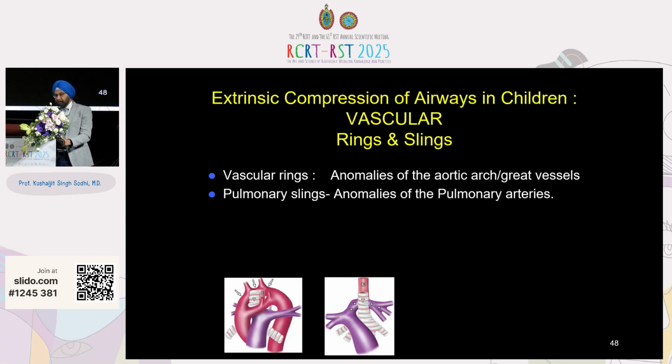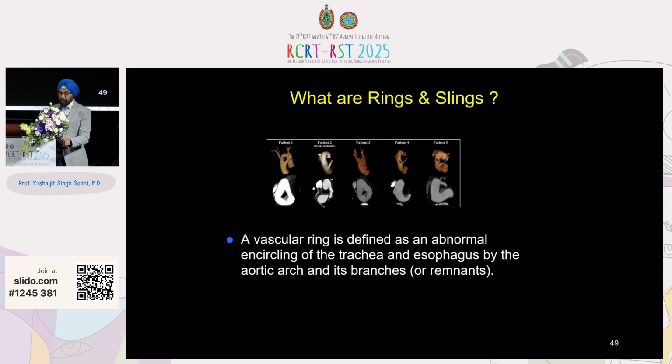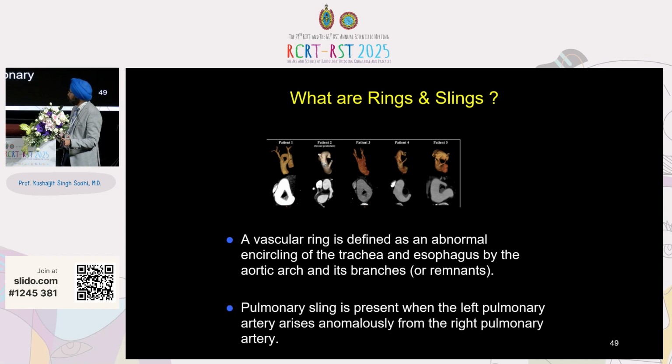So we have what is typically described as rings and slings. The vascular rings come from anomalies of the aortic arch or the great vessels, while the pulmonary slings are anomalies of the pulmonary arteries, as the name indicates. All right. So what are rings and slings? I'm going to show you some examples.